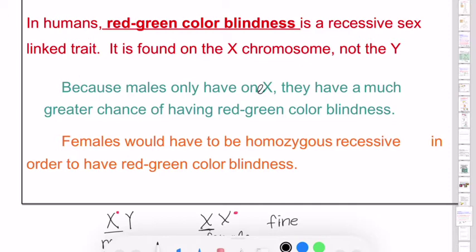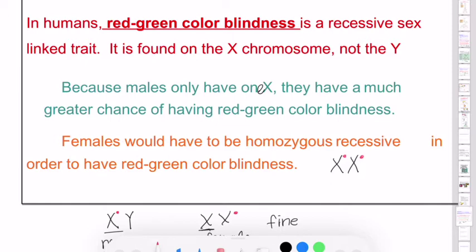They have a much greater chance of having red-green color blindness. Females would have to be homozygous recessive in order to have red-green color blindness. So what that means for girls, they would have to have 2 of these X's that carry that gene in order to have red-green color blindness, not blind, but not being able to distinguish between red and green. And this is a very common color blindness and almost seen exclusively in males.